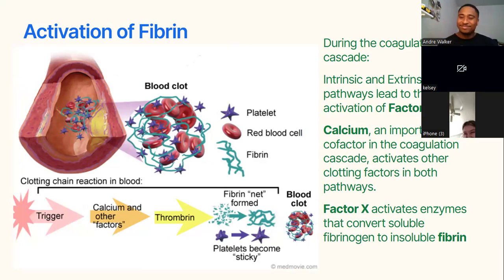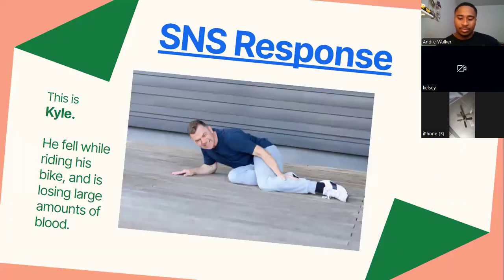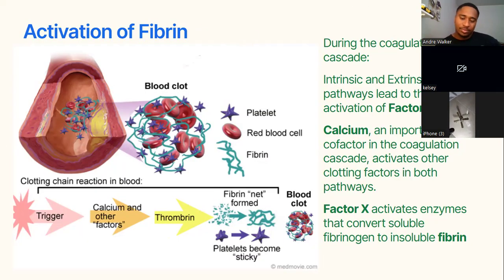Getting into the activation of fibrin, during the coagulation cascade, intrinsic and extrinsic pathways lead to the activation of factor X. Calcium, an important cofactor in the coagulation cascade, activates other clotting factors in both pathways. Factor X activates enzymes that convert soluble fibrinogen to insoluble fibrin. Fibrin will then wrap around a platelet plug to stabilize it and form a blood clot.